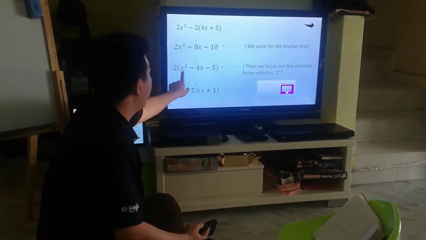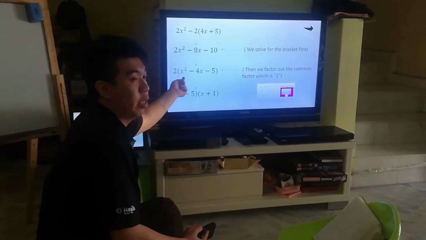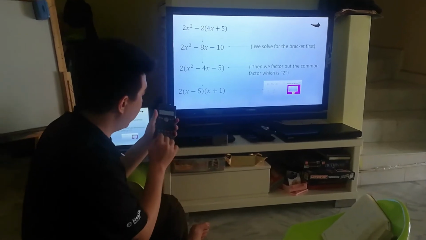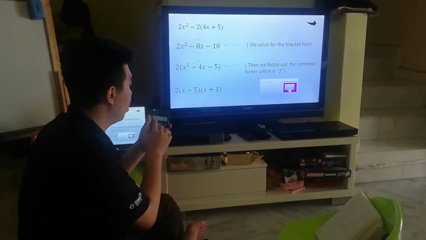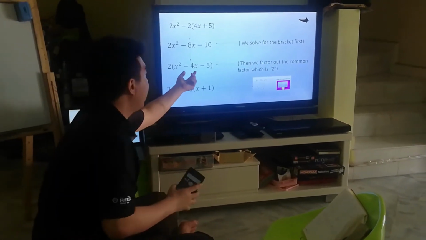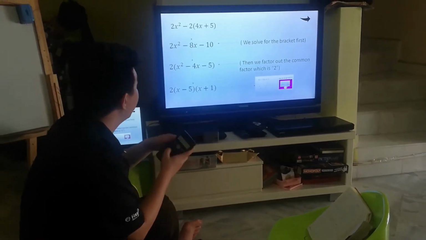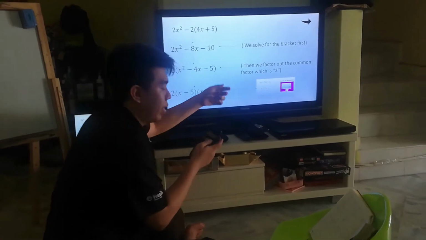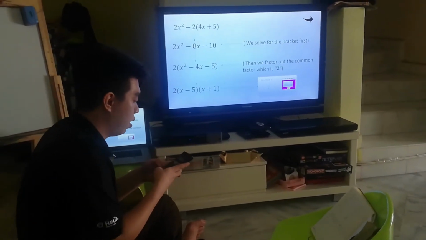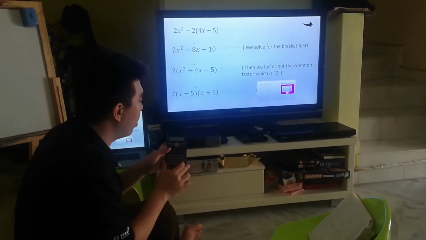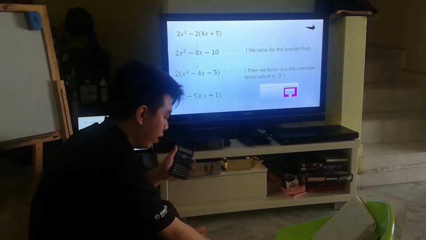First put in the coefficient for x squared, which is 1. So put a equals 1. Equal. Now b. b is negative 4. Equal. c is negative 5. Equal. You get x equals 5 and x equals negative 1.